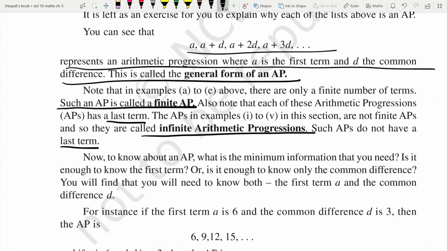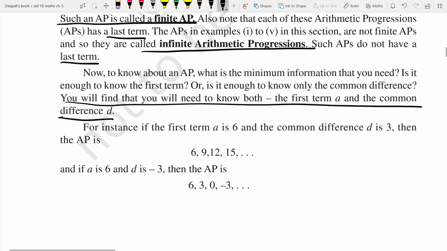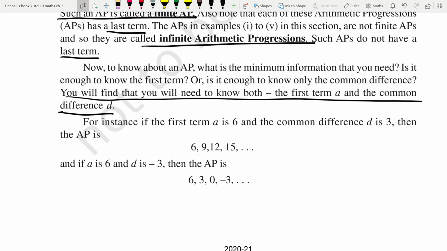Now to know about an AP, what is the minimum information that you need? So to check whether it is an AP or not, is it enough to know the first term or is it enough to know only the common difference? You will find that you will need to know both the first term and the common difference. So to check whether a given series or a sequence is an AP or not, we need to check whether it has a first term a and a common difference d.